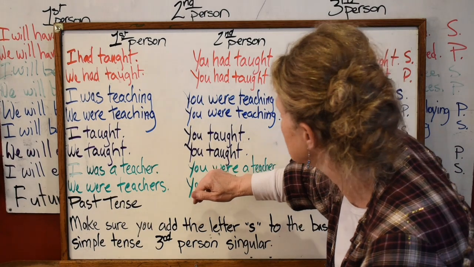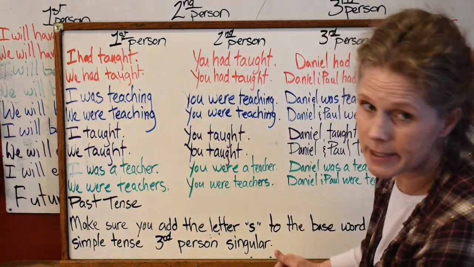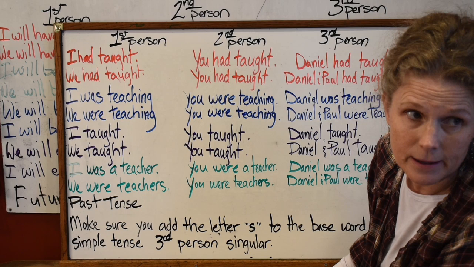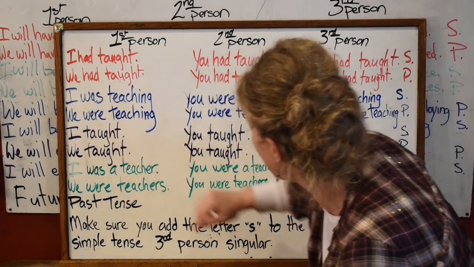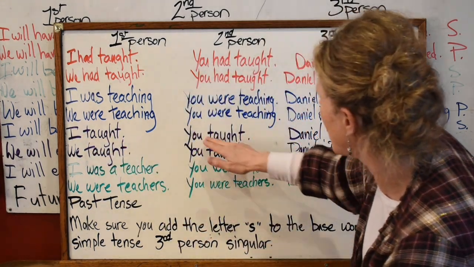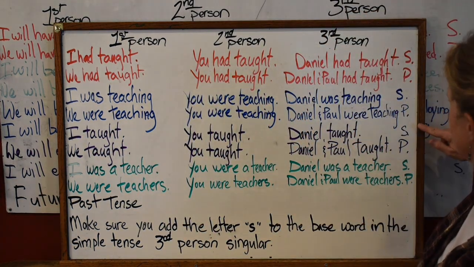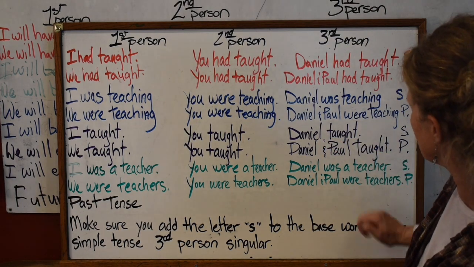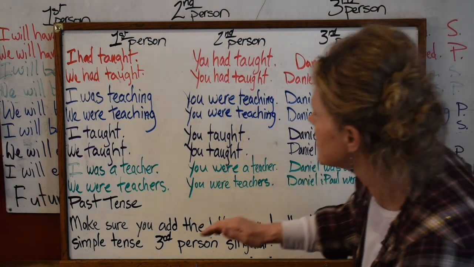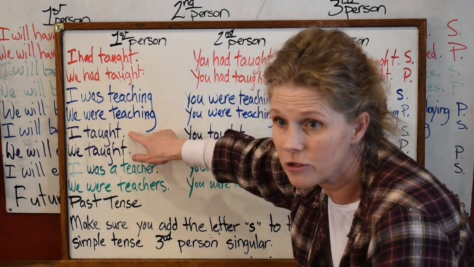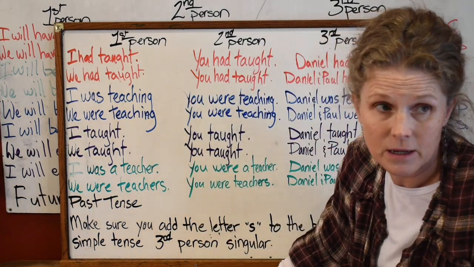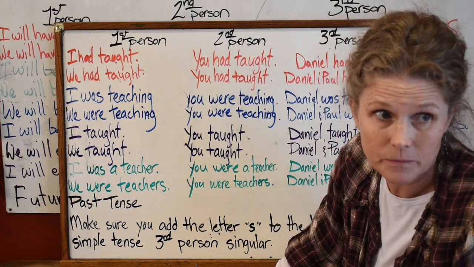I taught. So now the purple is, what's the purple? Simple. So the purple is simple tense. I taught, there's not a helping verb. You taught, no helping verb. Daniel taught. Singular, there's no helping verb here. But since you're sitting in the past tense, you still have to use taught. You're not saying I teach, because then you would be in the present tense.